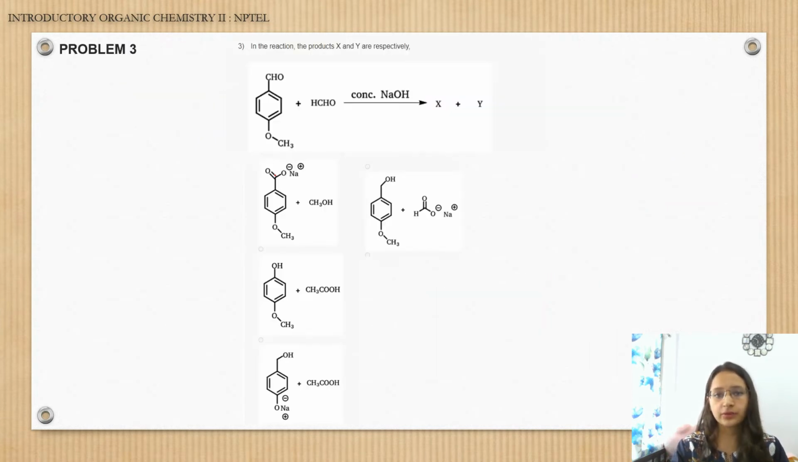Now coming to problem 3. Problem 3 says that in the reaction the products X and Y are respectively what? So now it is the implementation of the Cannizzaro reaction only. So you have to figure out what is X and what is Y here. Okay. So just tell me, is there any alpha hydrogen present in this system for this NaOH, which is a concentrated strong base, to abstract hydrogen? Is it able to act as a base in these two reacting species? Does it have any alpha hydrogen which is attached to these aldehydes?